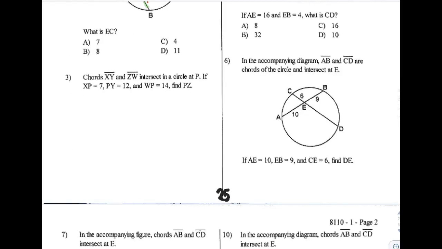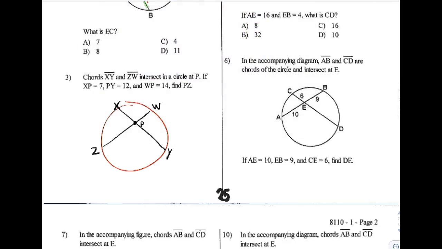Number 3, now just because there's not a circle drawn doesn't mean you don't draw the circle. Don't show me a blank one here tomorrow. So I'm just going to draw 2 chords. Chords XY and ZW intersect at a circle at point P.